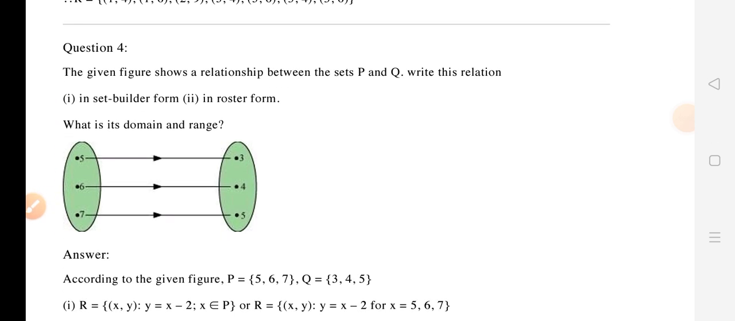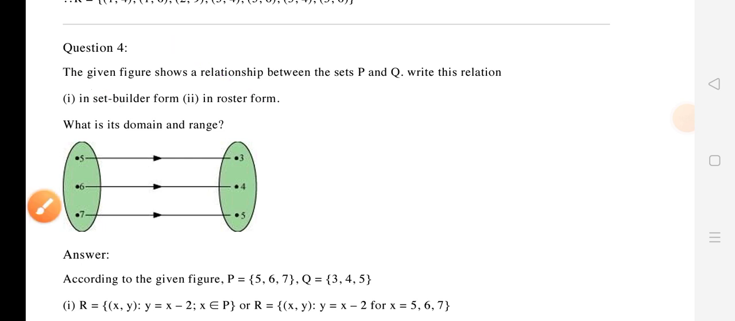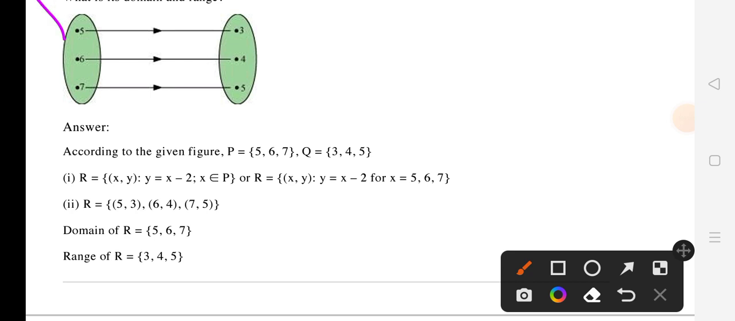Next, question number 4. The given figure shows a relationship between sets P and Q. Look at the figure and write the relation in set-builder form and in roster form, and write its domain and range as well. In the figure, the domain elements are 5, 6, 7, the codomain elements are 3, 4, 5, and the range is also 3, 4, 5. It is one-to-one. So P equals {5, 6, 7}, Q equals {3, 4, 5}, and y equals x minus 2, with x belonging to P. R equals {(x, y): y equals x minus 2, for x equal to 5, 6, 7}. The domain of R is 5, 6, 7 and the range of R is 3, 4, 5.